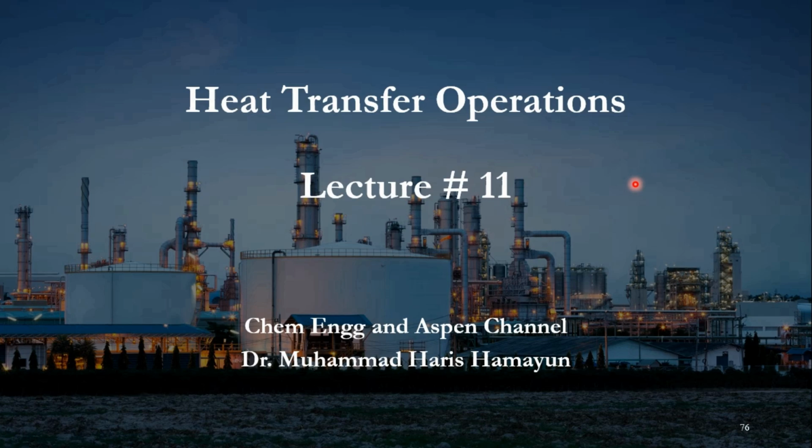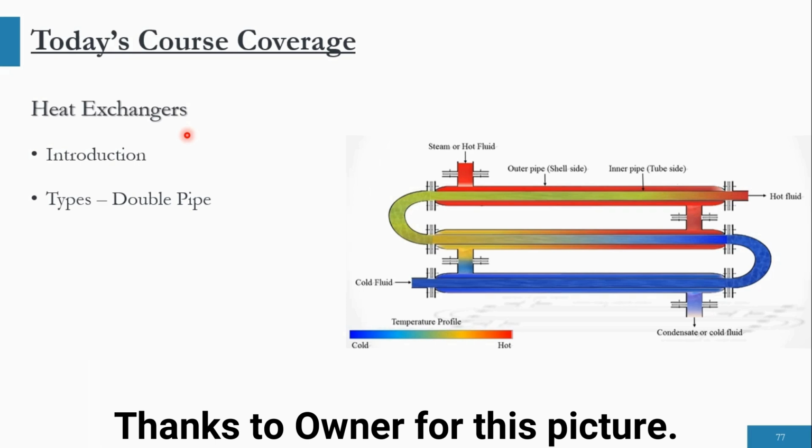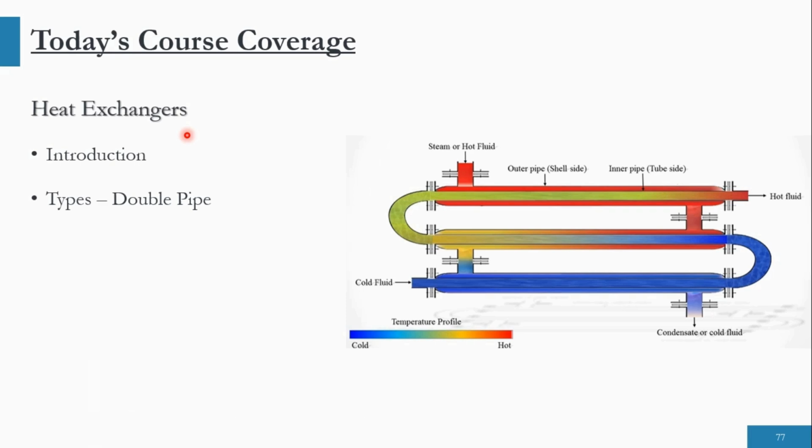In today's lecture, we will go to heat exchangers, which are an important part once we talk about heat transfer operations. First, we will study the introduction of heat exchangers. Then we will see the various types, but today our focus will be on the first type of heat exchanger, that is the double pipe heat exchanger. This is the diagram which I have picked from the literature, and I will be presenting it to you, thanks to the owner who created this diagram.